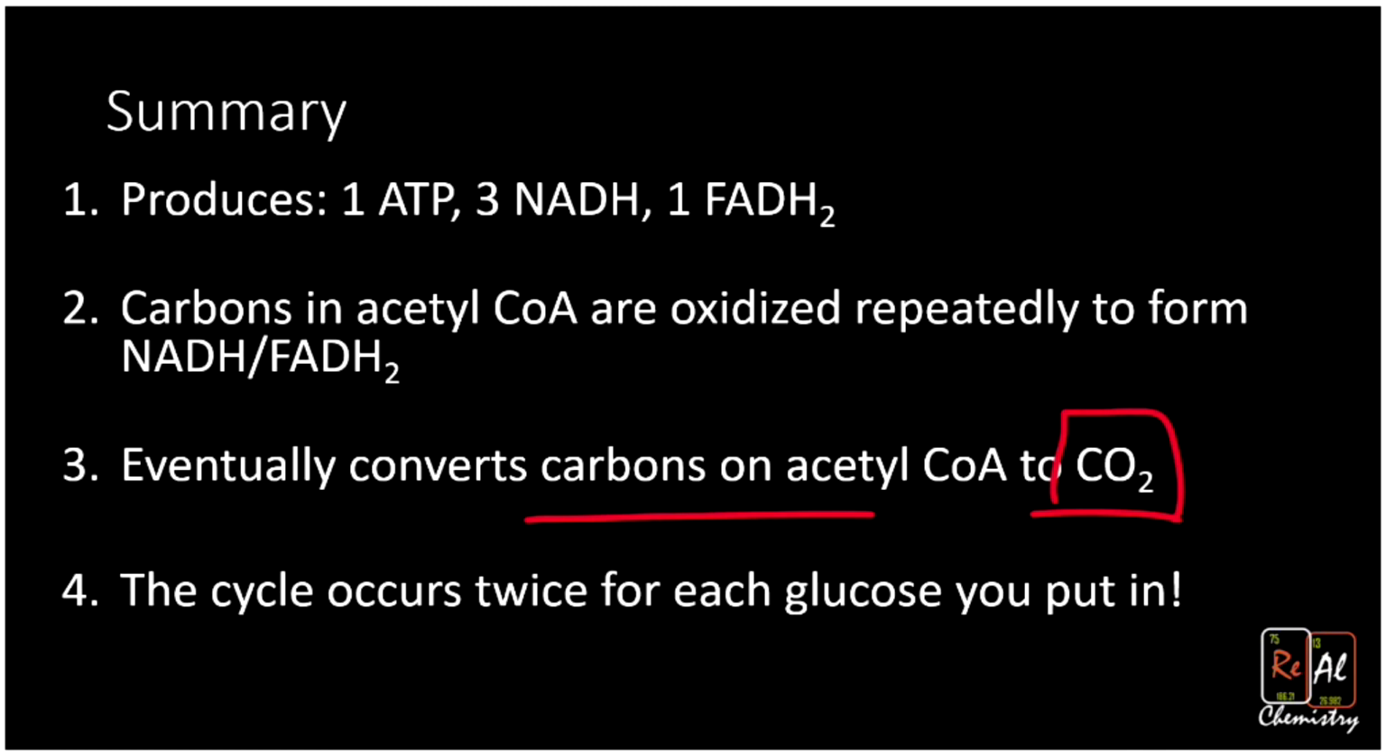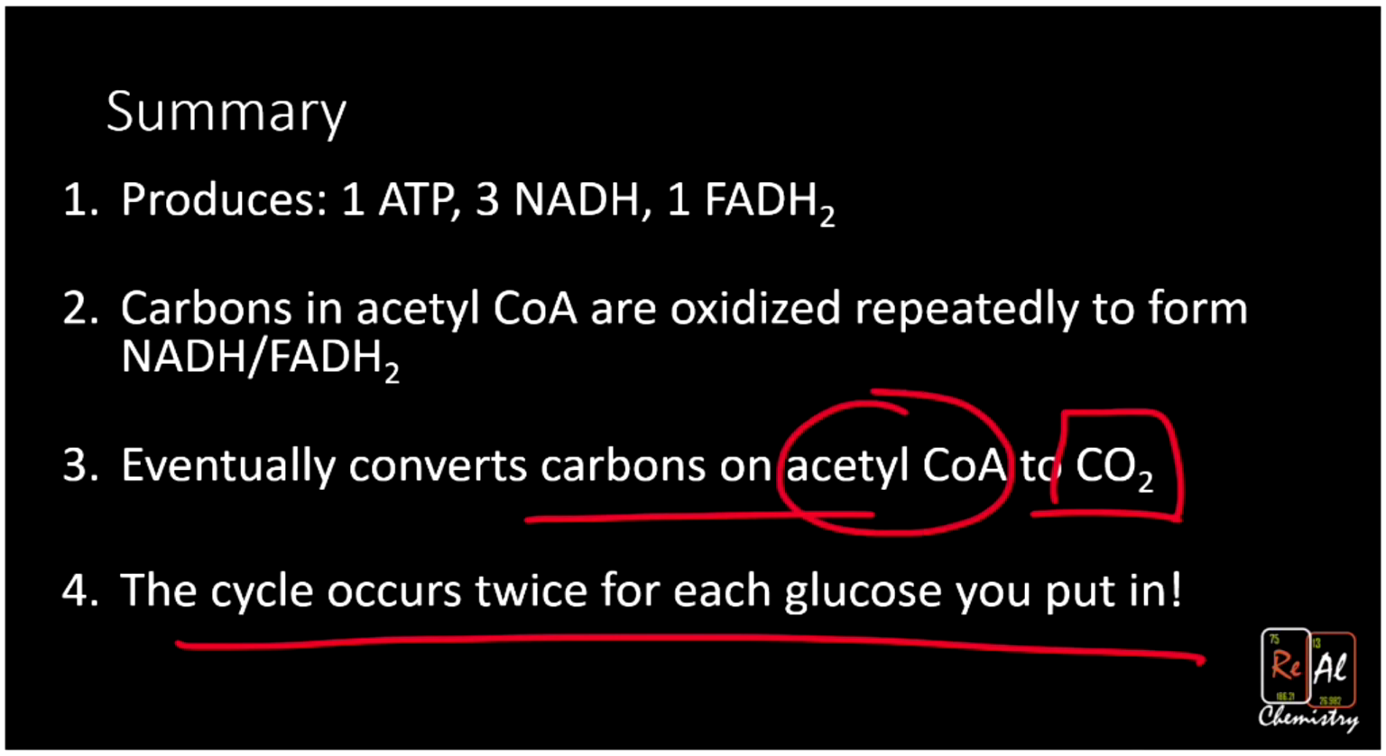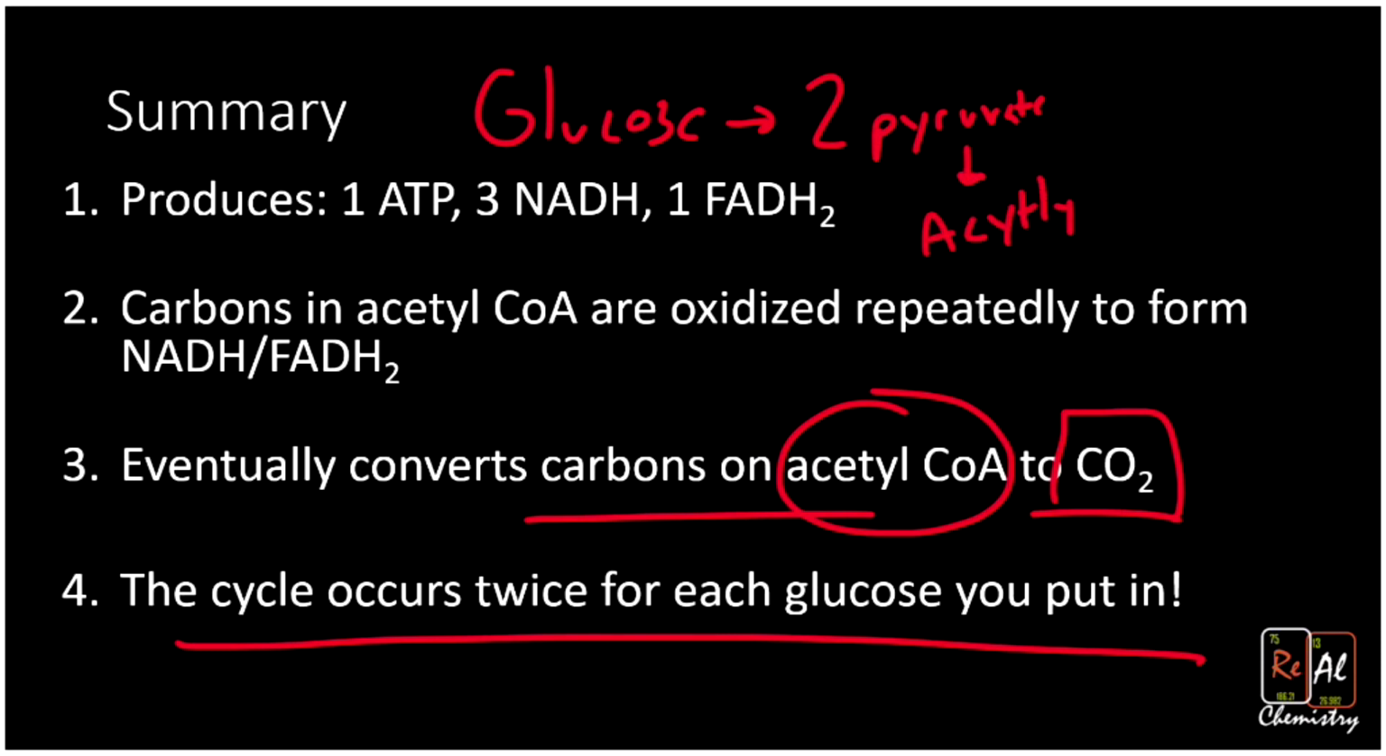And the cycle occurs twice for each glucose you put in. So we haven't mentioned that, but if you think about the fact that our acetyl-CoA came from pyruvate, which came from glucose, let's kind of track that for a second. Glucose went into glycolysis and became 2 pyruvates. So it was split in half. Pyruvate has 3 carbons each, and then pyruvate gets converted into acetyl-CoA. And it gets converted into 2 acetyl-CoA. Now those 2 acetyl-CoA can be plugged into the citric acid cycle one time for each acetyl-CoA. Okay, so that's a summary of the citric acid cycle.